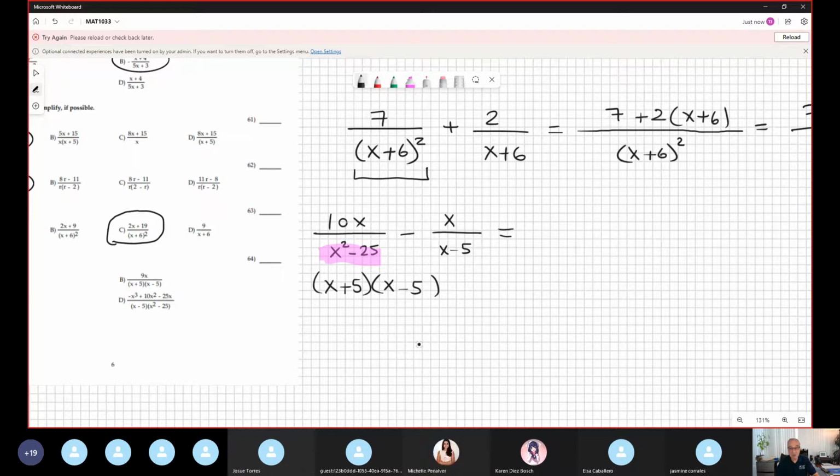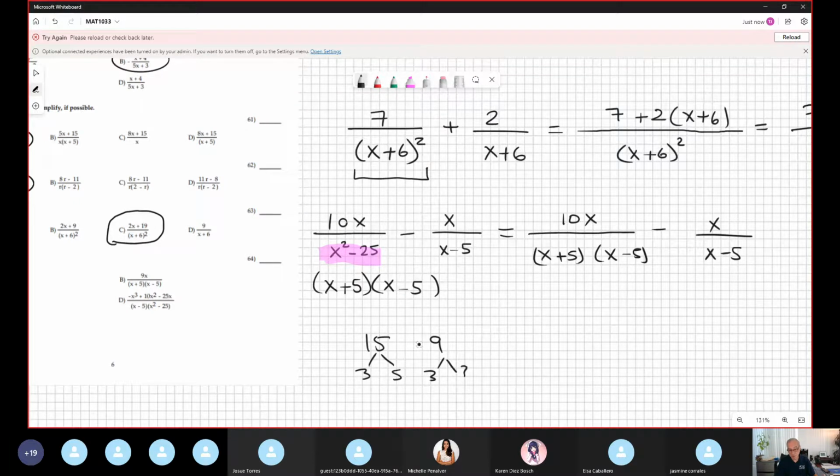Actually, my problem now is 10x over x plus 5 times x minus 5, minus x over x minus 5. Previously, it's a similar idea. For example, what is the least common denominator between 15 and 9, the classical example? I always put that. One professor said you factor first: 3 times 5, 3 times 3. That's exactly the idea here. Factorization when it's possible, no? Okay, now ready. You apply the rule.